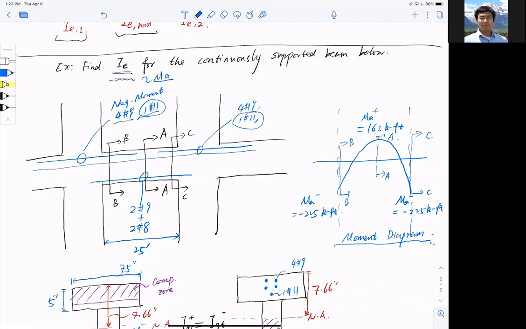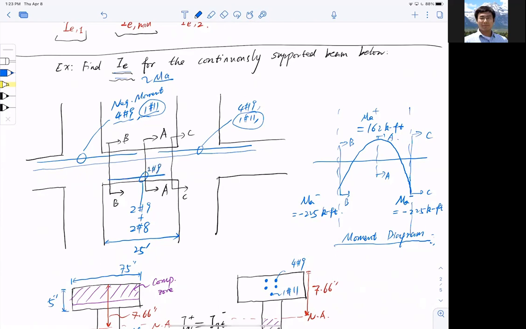And there are 2 number 9 and 2 number 8. I just need them at the middle span, but you see at the support, they're extending into the support. So how to make that arrangement? Let me play some detailing for you. I say that, look, I just need 2 number 9 here.